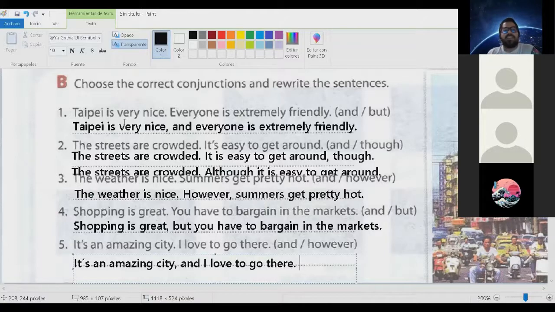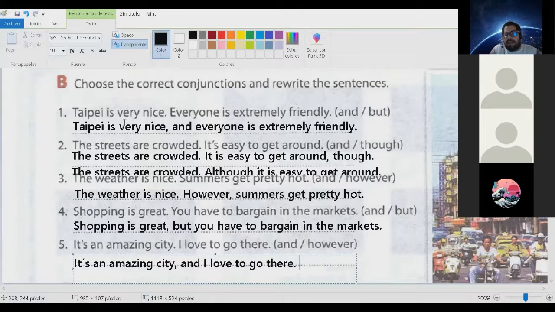Gilani, ahora que todos están contra usted, ¿qué opinas? ¿Se queda con el however or you change for and? I don't know. Okay, look at that. It's an amazing city and I love to go there. Or it's an amazing city. However, I love to go there. Maybe and. Don't worry, let me tell you, the answer is and.